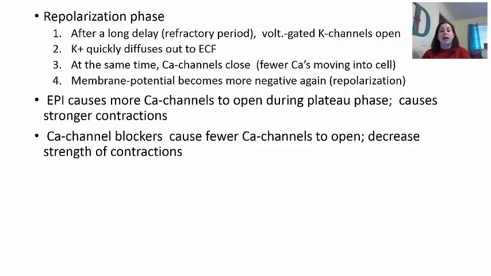Now, epinephrine, guys, causes more calcium channels to open during that plateau phase. So this actually causes the contractions of your heart to be stronger. That's what epinephrine can do. Calcium channel blockers cause fewer calcium channels to open, and this will decrease the strength of the contractions. This can be a big deal. Let's just say if you have high blood pressure, the harder the contraction, the more pressure that's going to be behind the blood. And so they may use a calcium channel blocker to help manage your high blood pressure if there's a potential issue.